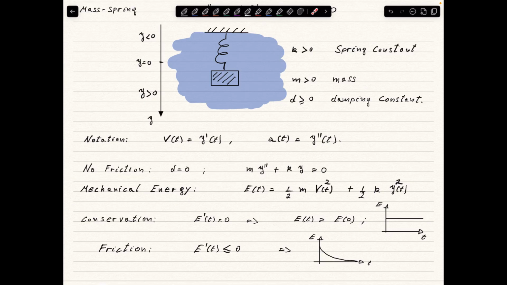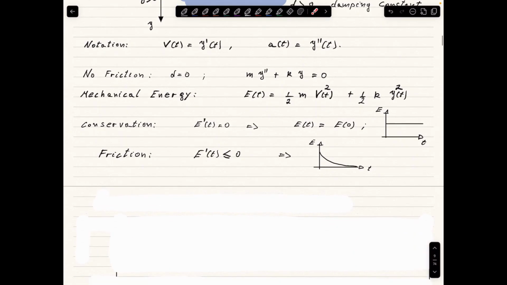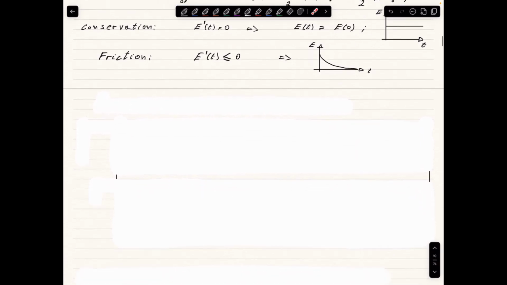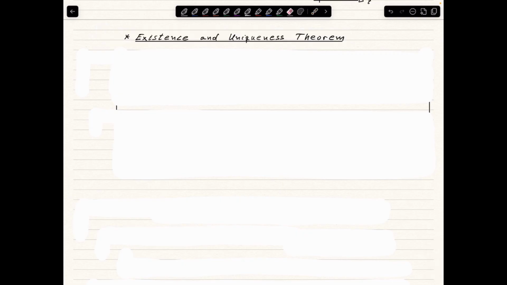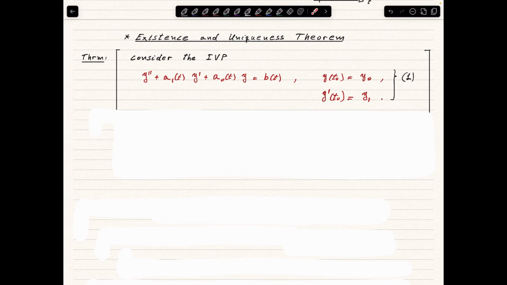In this video, we are going to talk about general results and general properties of solutions of this type of equations. And we are going to start with general results, and the main result is the existence and uniqueness theorem that says the following. Suppose we have a differential equation, a second order linear differential equation like we introduced before.